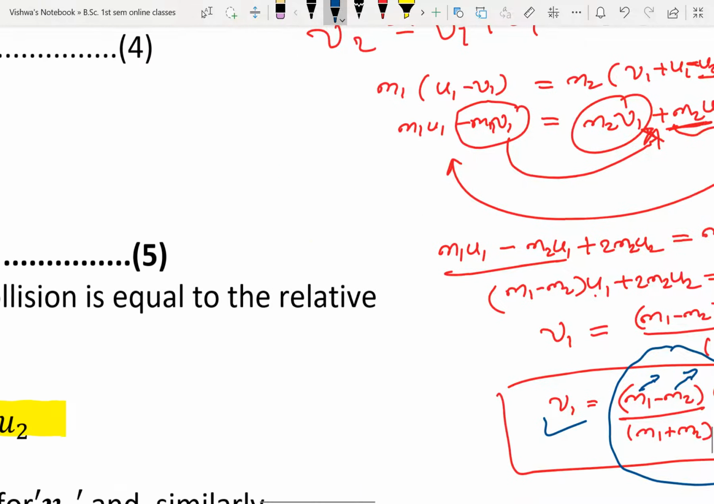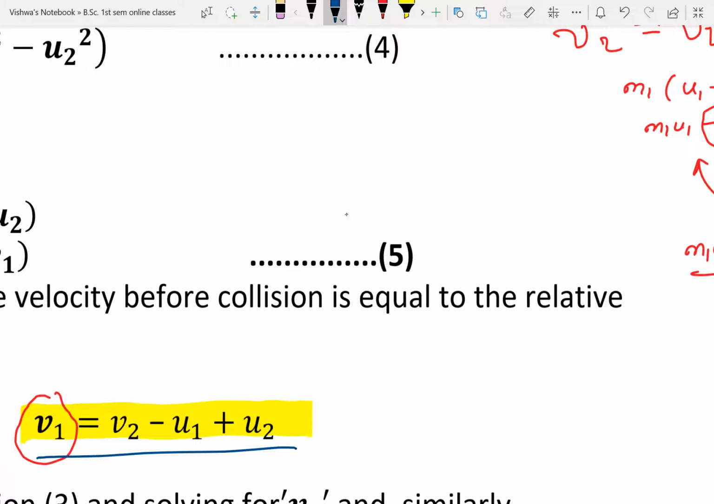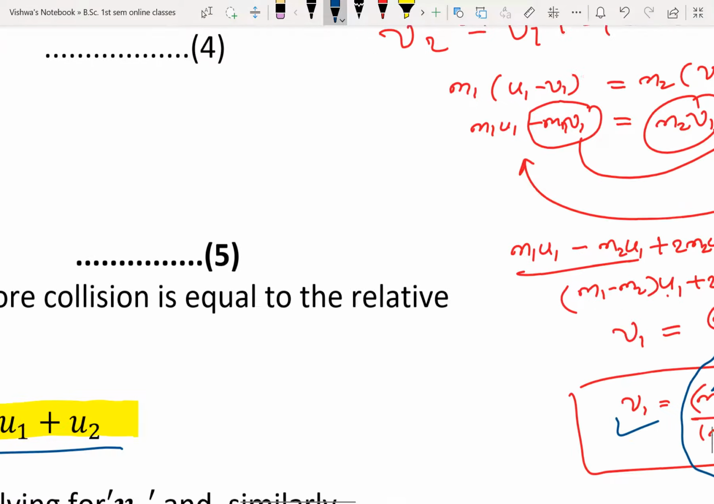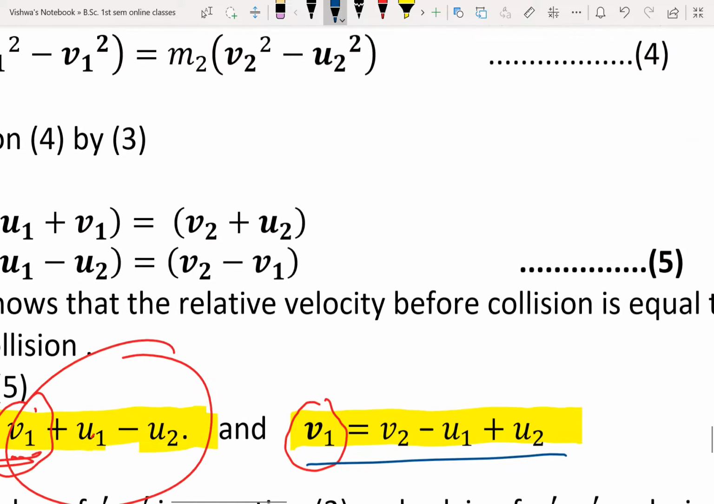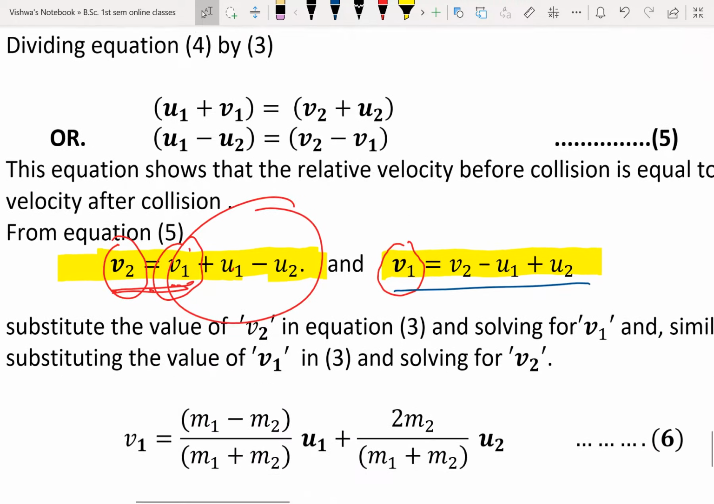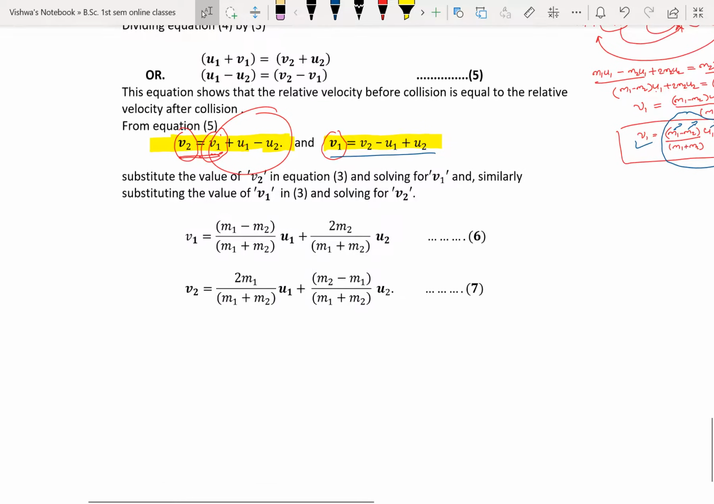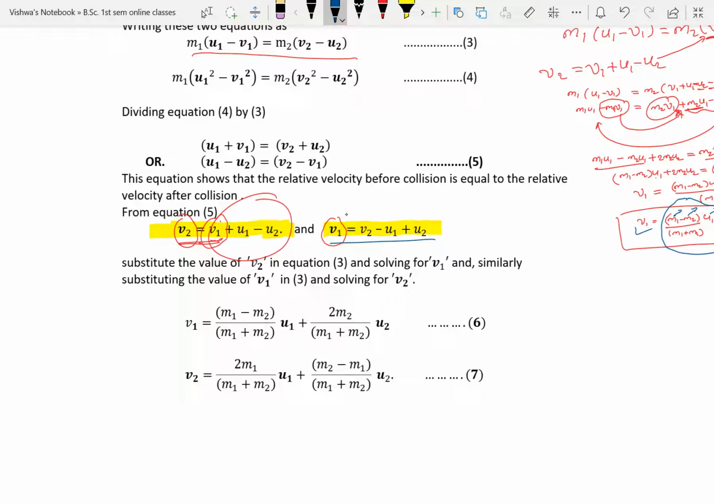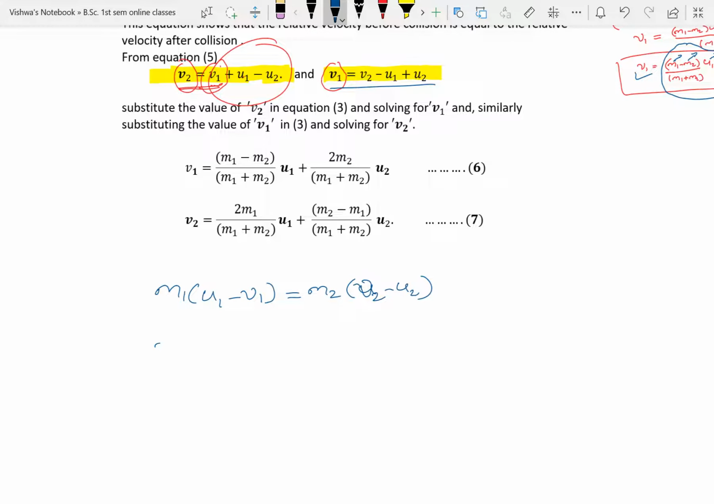Similarly, now use this other equation, substitute it in equation 3, and you will get the value of v2. So here I am using equation 3 again. What is equation 3? It is m1 multiplied by (u1 minus v1) is equal to m2 of (v2 minus u2). Now here we have to substitute the value of v1. What is v1? Here v1 is equal to v2 minus u1 plus u2.